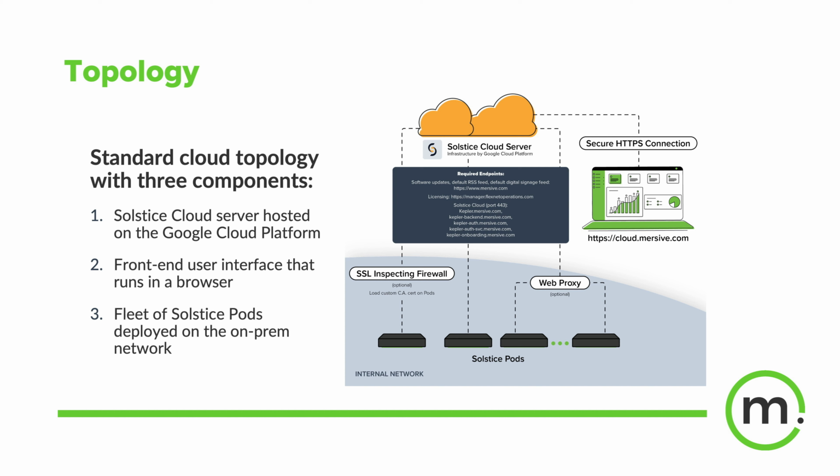they need to be able to access that cloud, obviously. They don't have to have direct access. You can go through a proxy. You don't have to open up general access for the entire internet. You can open up just the required endpoints, which we list here for you. And once those connections are available, then you can access the data from the cloud anywhere in the internet via the secure HTTPS connection to cloud.mersive.com.